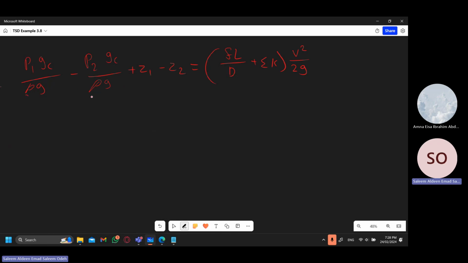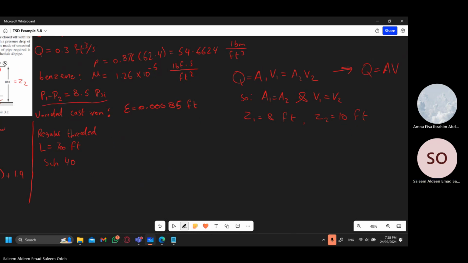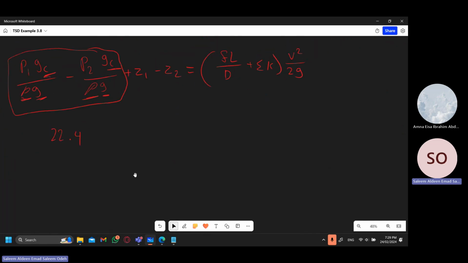Now, the value for the density is the same. The gravity is the same. So we could simplify this part of the equation with 22.4. We got this value by plugging in these two with the gravities and such. We have the value for Z1, Z2, the length, the diameter, and the K value. The only two things we don't have are the velocity and the friction factor.